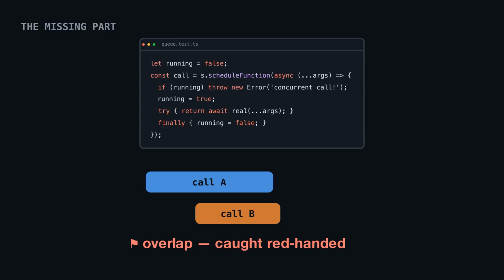So we add the missing check. Wrap the scheduled function. Flip a flag to true when a call starts, back to false when it resolves. And if the flag is already true when a new call begins, fail immediately. That's the overlap. Caught red-handed. This is the test that actually pins the specification down.